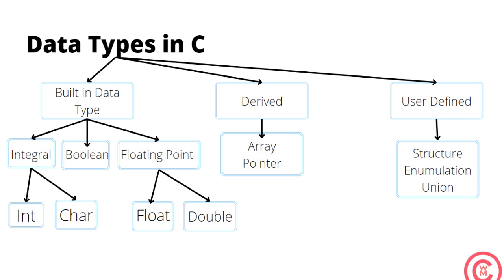And enumeration. An enum type is a special data type that enables a variable to be a set of predefined constants. The variable must be equal to one of the values that have been predefined for it. So that's it. And union is a special data type available in C that allows storing different data types in the same memory location. So these are the data types present in C, and it is very important.